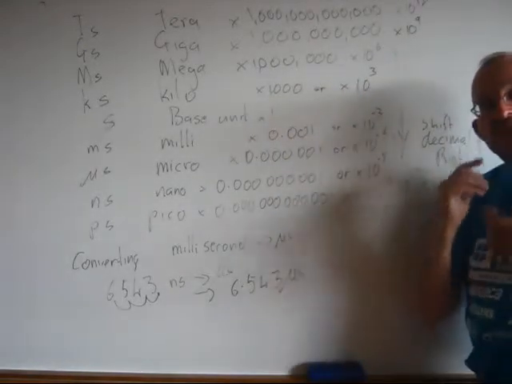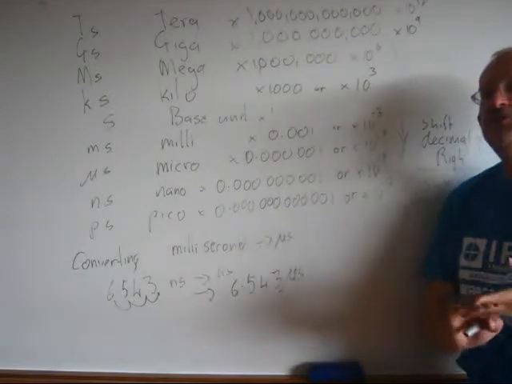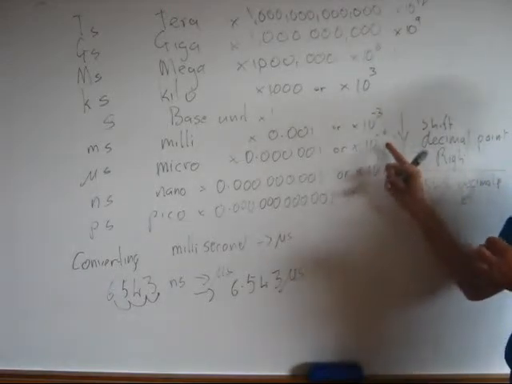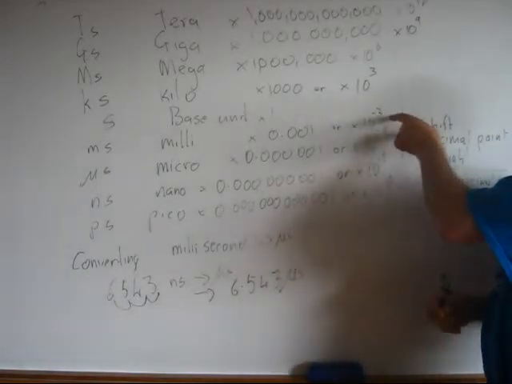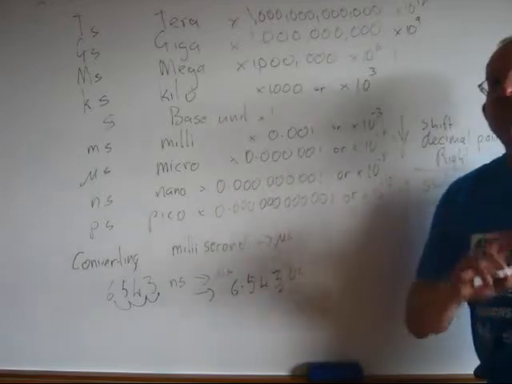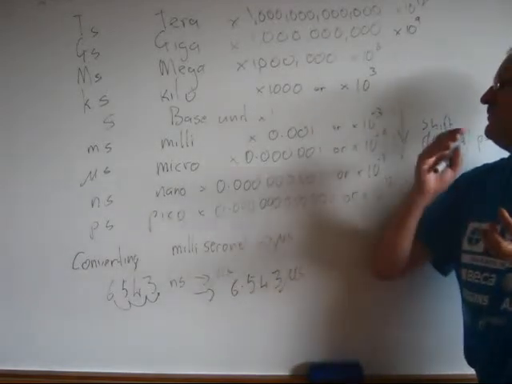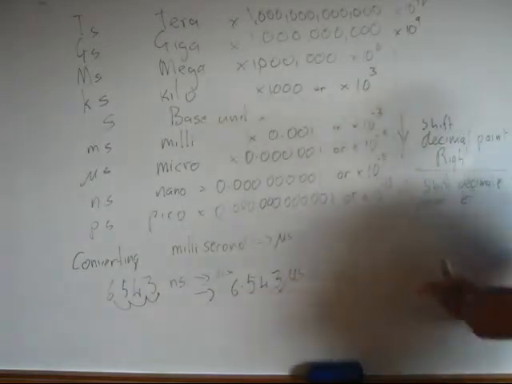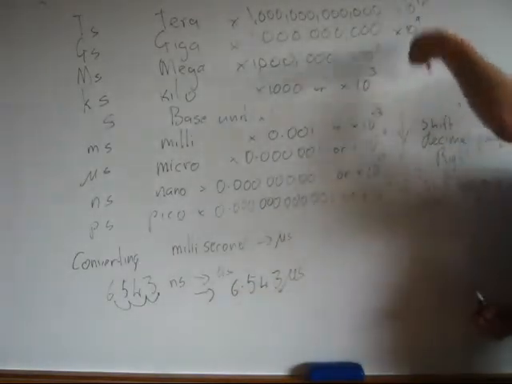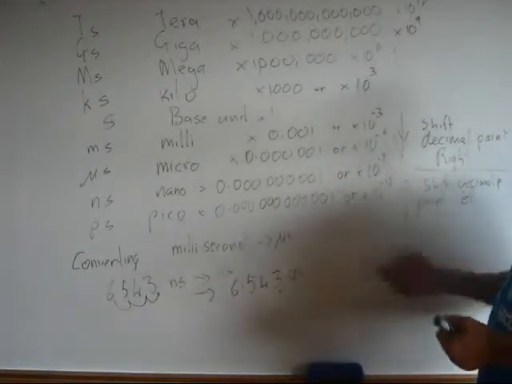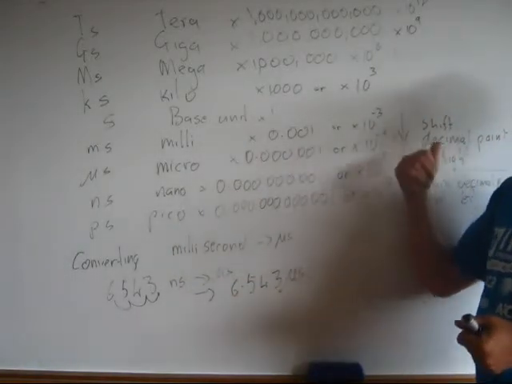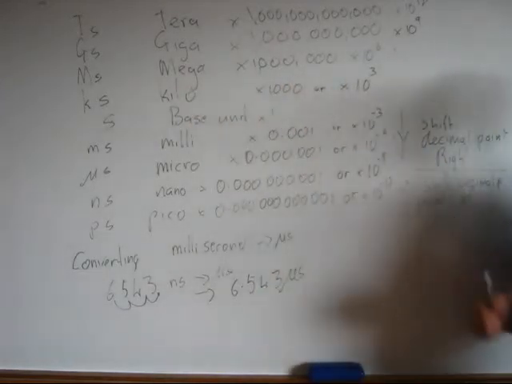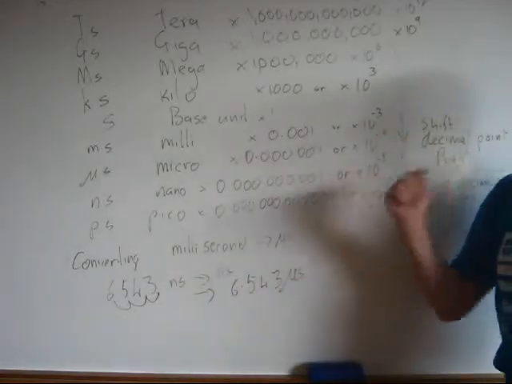Okay, so what we have to do here, when we're converting, we have to figure out 2 things. Step 1, how many decimal places we're going to shift it. We look at that by looking at these indices. Step 2 is which direction are we going to shift the decimal point. And that is determined by whether we're going up or down the graph. If we're going up, we go left. If we're going down, we go right. So if the unit's getting bigger, we shift the decimal point left. If the unit's getting smaller, we shift it right.